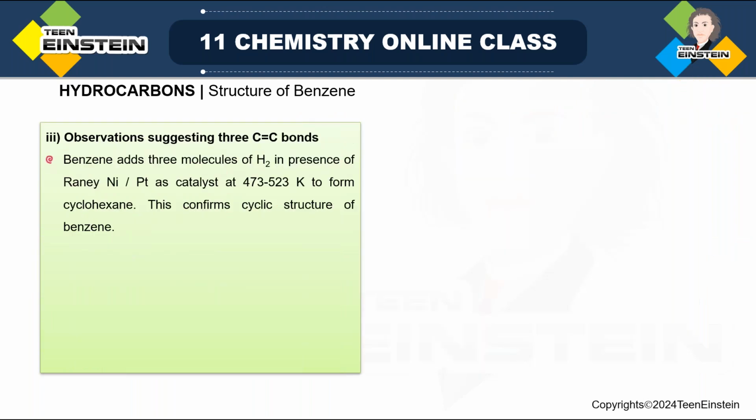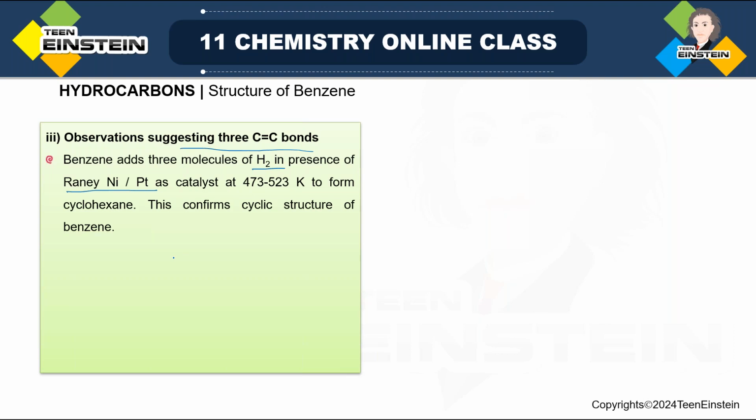Now the third observation is the observations that suggest that there is presence of 3 CC double bonds. It is observed that when you do some reaction, that is, you have taken benzene, you are treating it with Raney nickel or platinum, which is basically a metal catalyst, and also you are adding hydrogen gas.